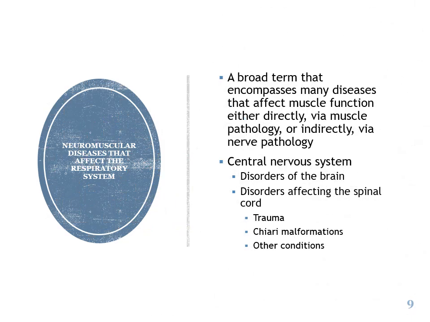Neuromuscular diseases that affect the respiratory system. Neuromuscular disorder is a broad term that encompasses many diseases that affect muscle function, either directly via muscle pathology or indirectly via nerve pathology. We'll start with the central nervous system. Conditions in the central nervous system that affect respiration include either those that affect the brainstem respiratory centers or the pathways connecting these centers to the motor neurons in the spinal cord.